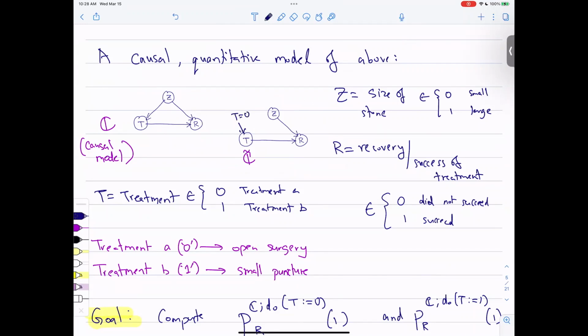That is the C tilde model. Look at this model. Remember what the Markov factorization is? P of R given Z comma T. For this recovery variable, the parents are exactly the same. There's no change in the structure, so this local conditional distribution doesn't change in either of these models. Same for Z. Its children may change, but its parents haven't changed. Z is only affected by its parents, which is a null set, and so nothing has changed.